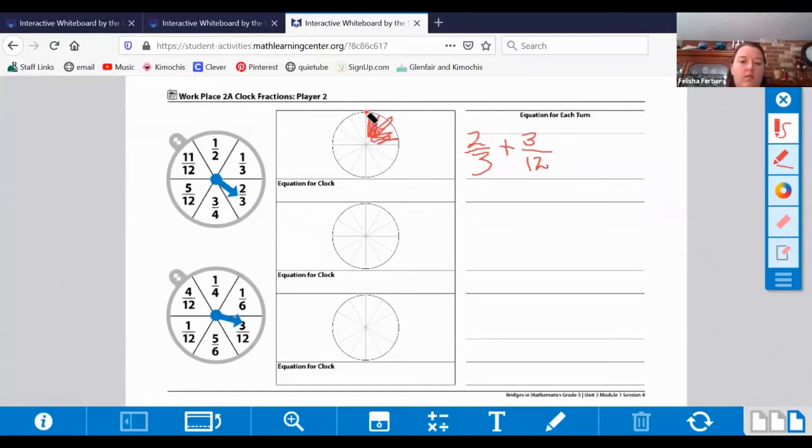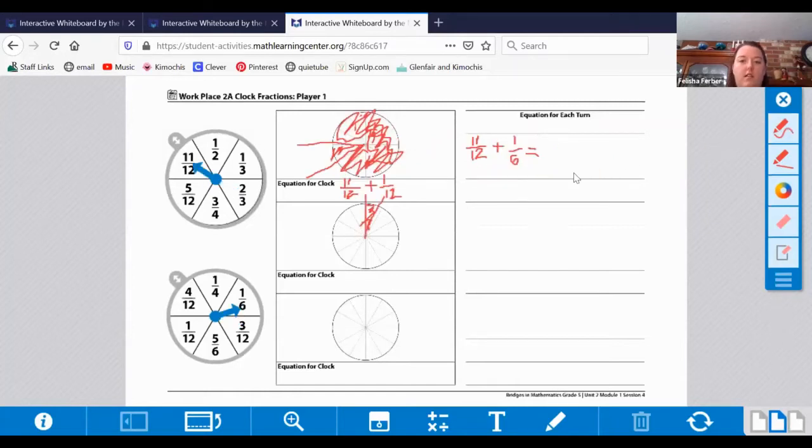Plus 2/3. Remember your thirds look like that. So here's 1/3, 2/3. So this one is still empty. Equals 11/12. I don't think we put equals on the other one. Let's go fix that. Look at there. Equals 1 and 1/12. Whole clock plus 1 sliver.